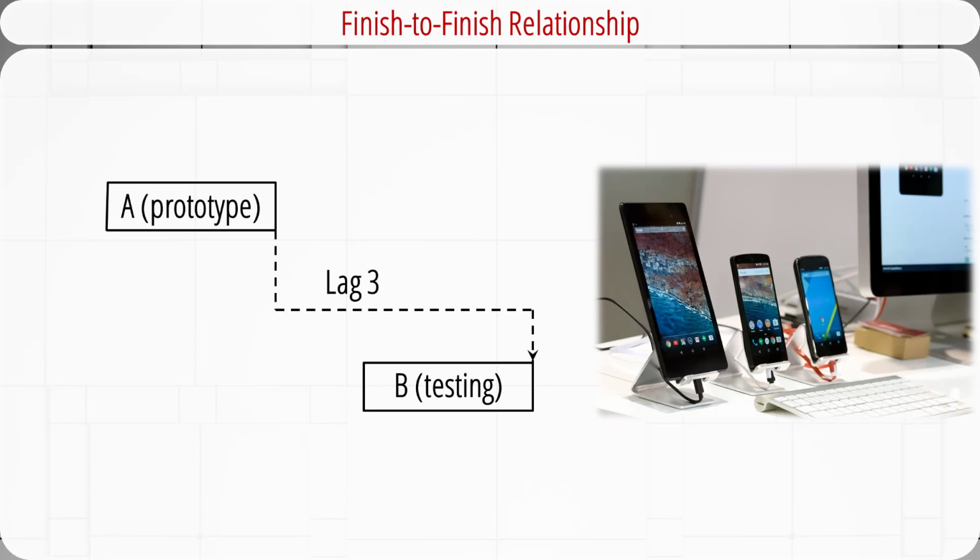This is a finish-to-finish relationship. The finish of activity B depends on the finish of activity A. For example, in a mobile app development project, software testing cannot be completed any earlier than 3 days after the prototype is complete.